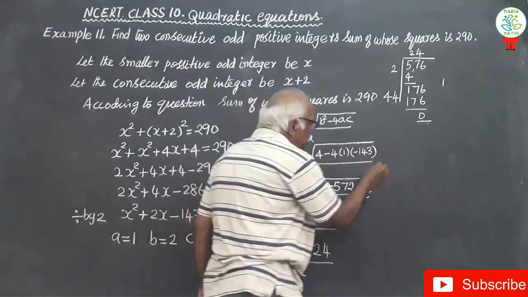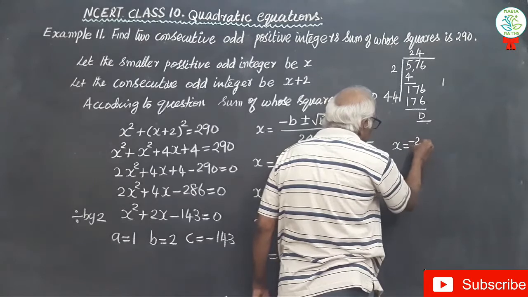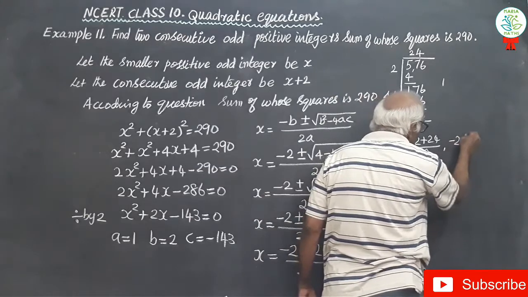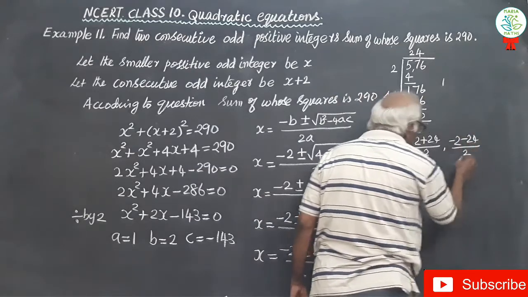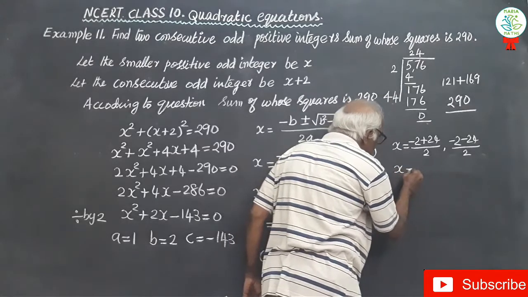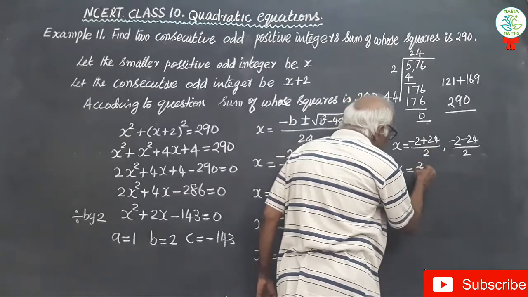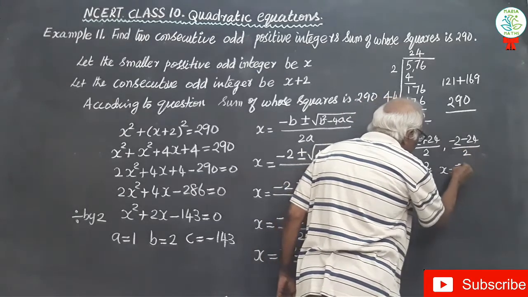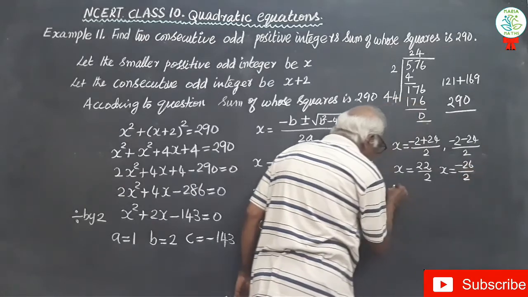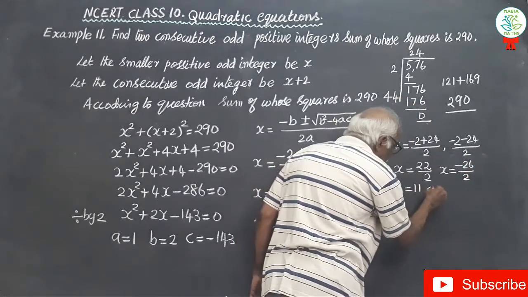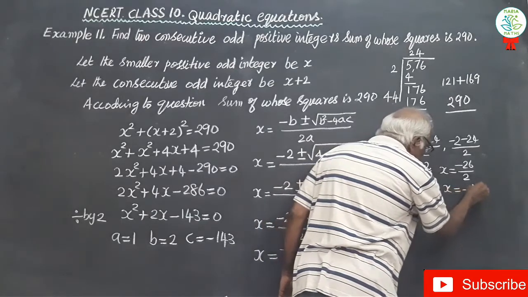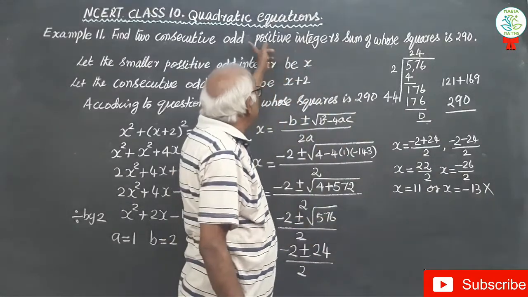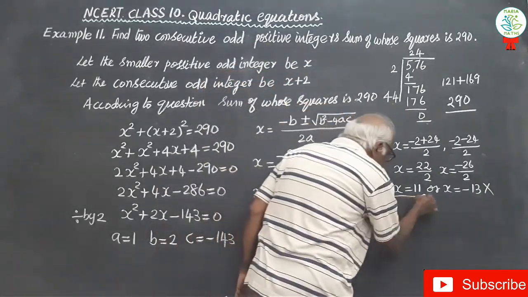x is equal to minus 2 plus or minus 24 divided by 2. Therefore x is equal to minus 2 plus 24 by 2, comma, minus 2 minus 24 by 2. x is equal to minus 2 plus 24, 22 by 2; x is equal to minus 2 minus 24, minus 26 by 2. x is equal to 11 or x is equal to minus 13. இப்போ இது வந்து not possible. Why not possible? Because they are asking for a positive integer. அப்போ 11 is the only correct answer.